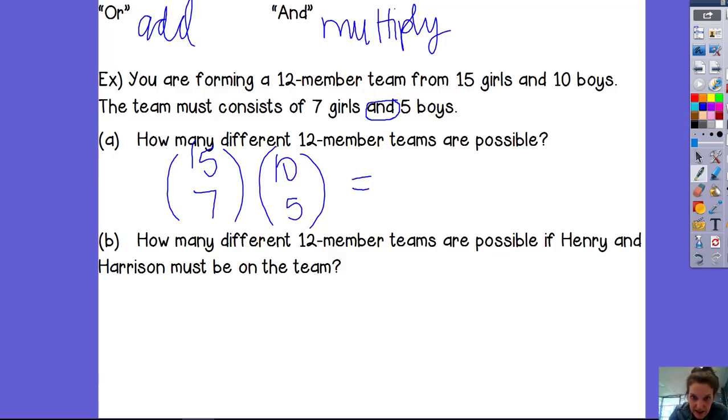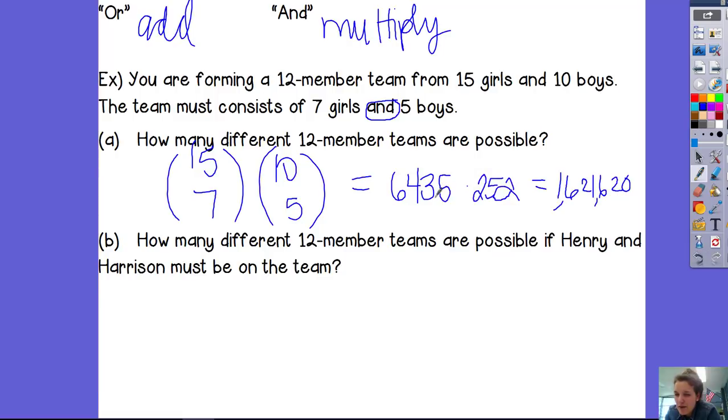15 choose 7 is 6,435. And 10 choose 5 is 252. So when I multiply those two, I'll get 1,621,620 different 12-member teams that are possible. So over 1 million different teams could be chosen.